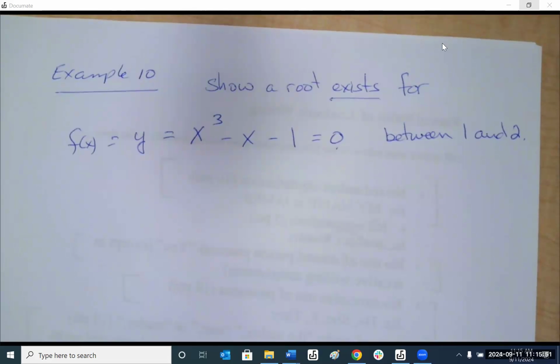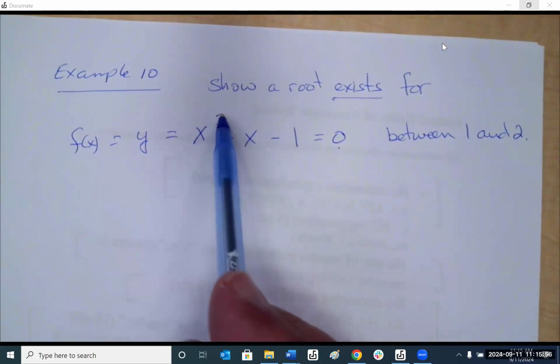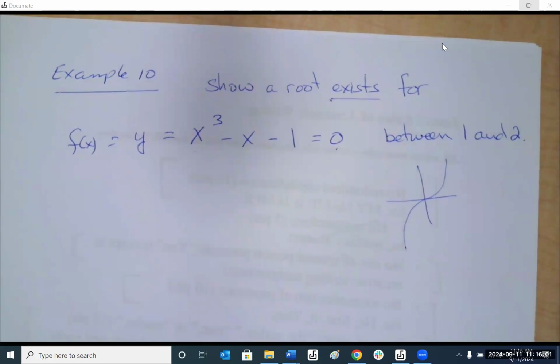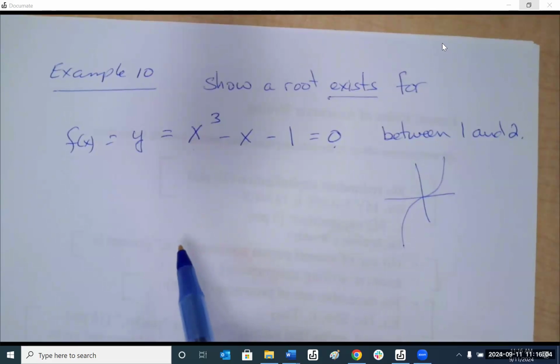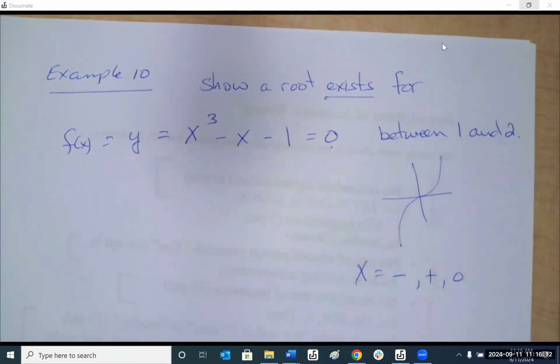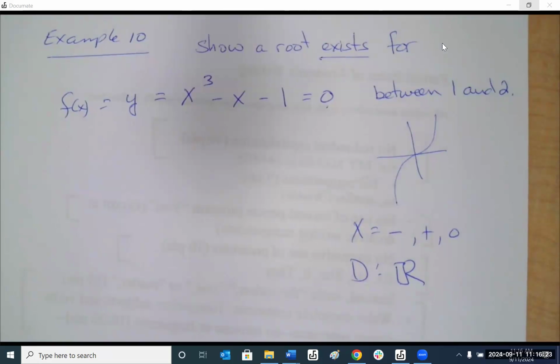I think it's a cube root, so well, yeah, because basically the root of the cube root equation looks like this. There are no fractions, no radicals, so there's no violations. So x can be negative, positive, and 0. So in other words, the domain of this equation is all real numbers. That's the first thing you have to do. Is it continuous? Yes.